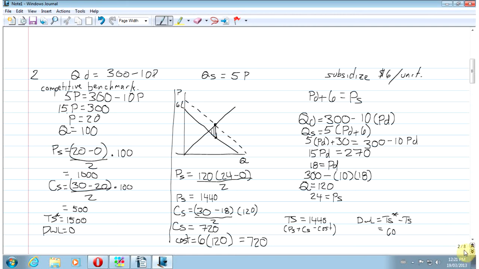I'm going to save these numbers, the 500 CS, the 1500 TS, and the price and quantity of 120, for the later questions when I can't refer back to what I've done, because I'll be on a different page as soon as I find my pen.